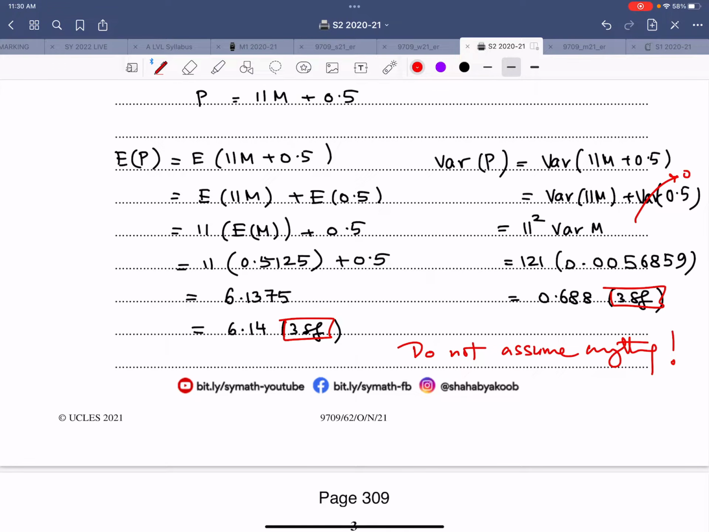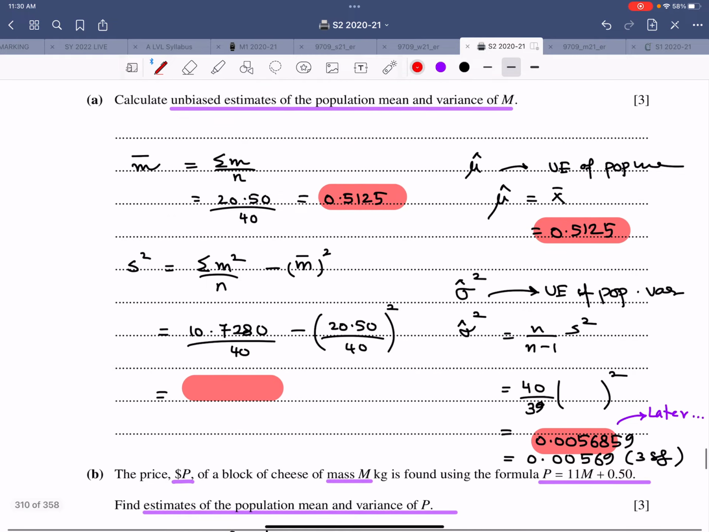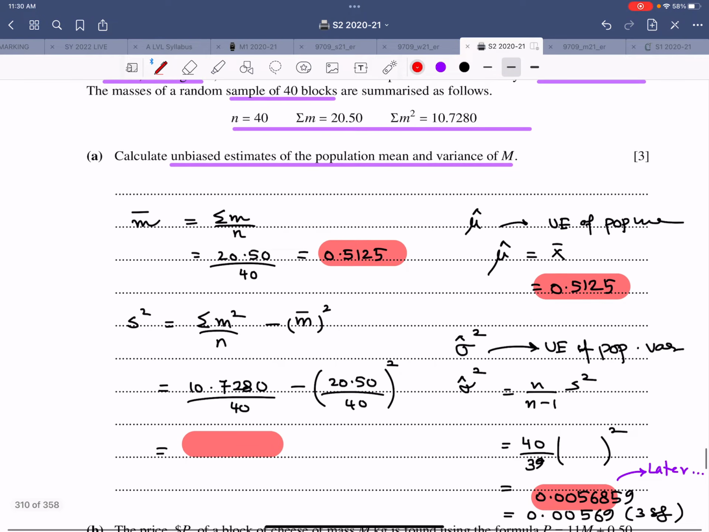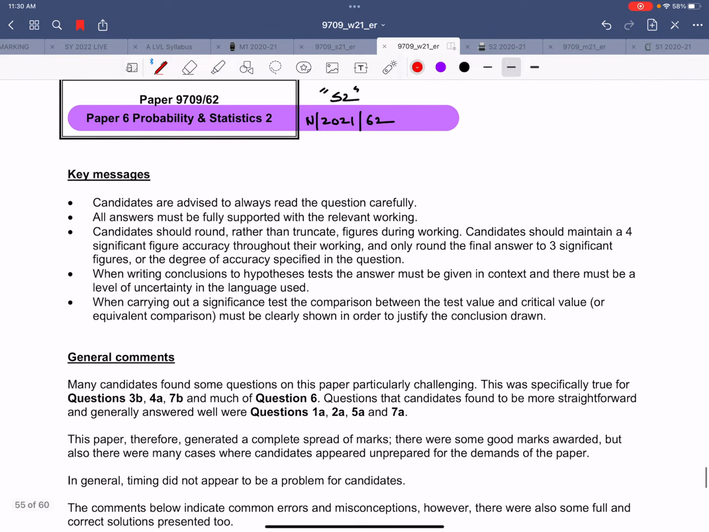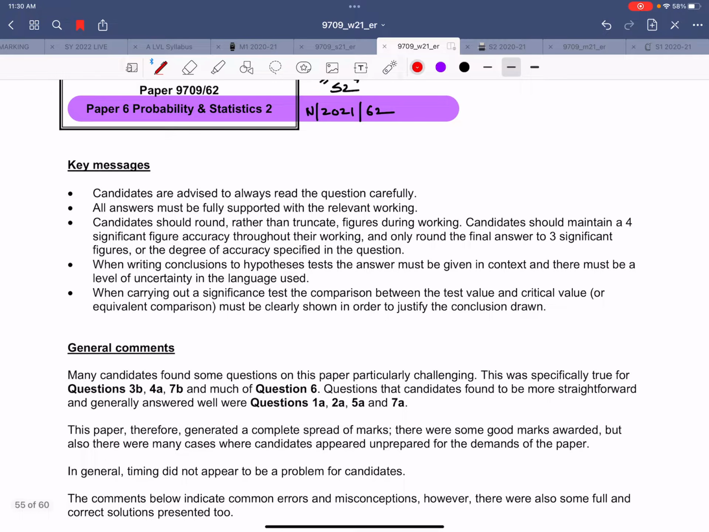Nothing like that. Now, most of the things are already there in the examiner report, and I'm explaining it right away. But just the key message, let me read this out. All candidates are advised to always read the question carefully. I mean, that is a necessity. All answers must be fully supported with relevant working.